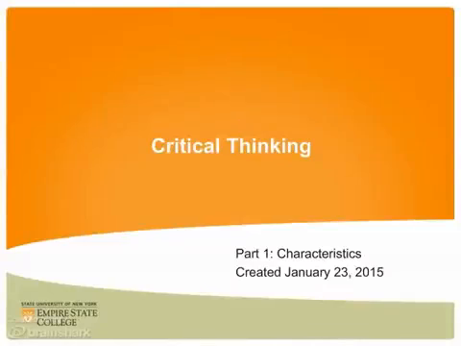This resource is the first of a two-part series on critical thinking. Part 1 defines critical thinking. It suggests common characteristics of critical thinkers and frames of mind that oppose critical thinking. Part 2 describes the process of critical thinking. It suggests a series of steps to increase critical thinking and explores each step in depth.